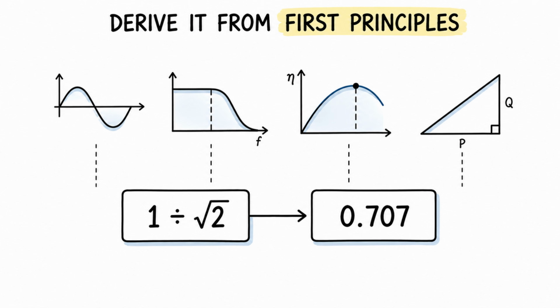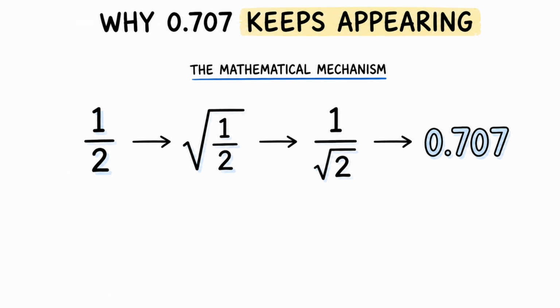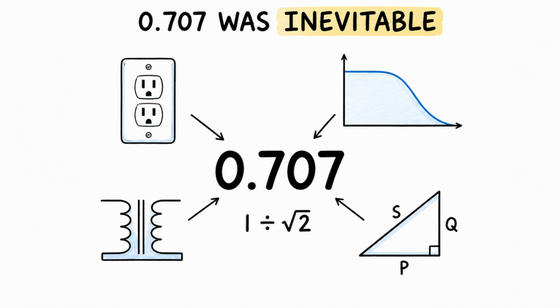from first principles. Not just where it appears, but the precise mathematical mechanism that makes it unavoidable every single time. By the end of this video you will see that 0.707 was not a choice. It was an inevitability. Let us begin.